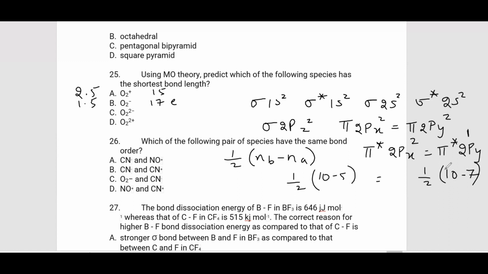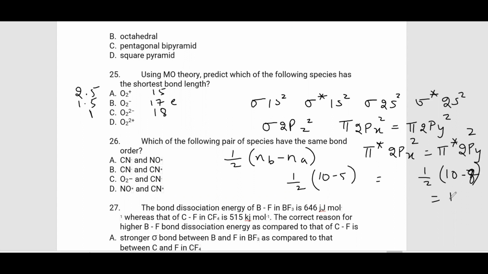Let us see for O2 2 minus. O2 2 minus means totally it will be having 18 electrons, 16 plus 2, and the MO configuration changes here, and that is 2 over here. So again the number of anti-bonding electrons are increasing, right? So let us make this 8 for O2 2 minus, and this would be 10 minus 8, and so the bond order will be 1 for O2 2 minus.